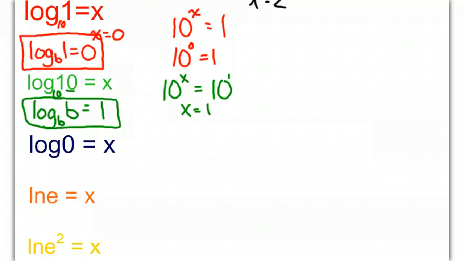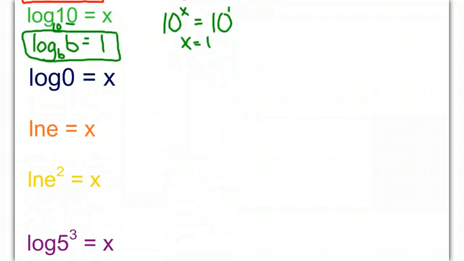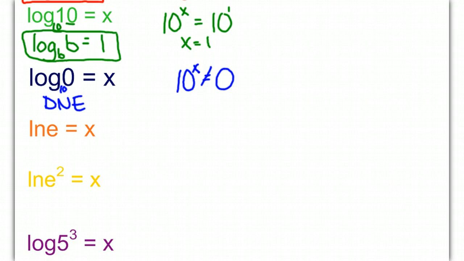Looking down, we see log base 10 of 0 equals x. So we're going to know that that 10 is there. So we say, okay, 10 to what exponent is going to equal 0? If you remember the exponents, this can never happen. If we do negative exponents, we get fractions. We never get 0. So this does not exist. You cannot find the log of 0.